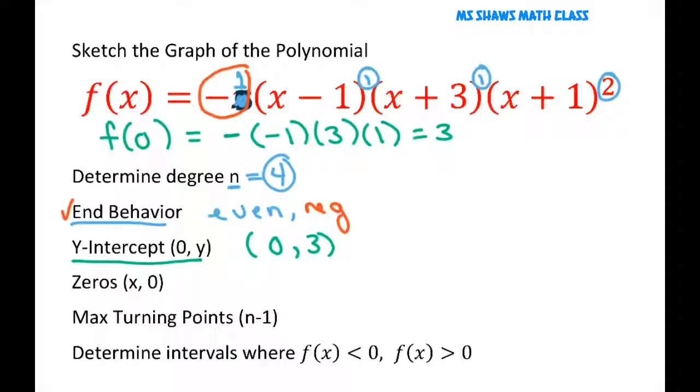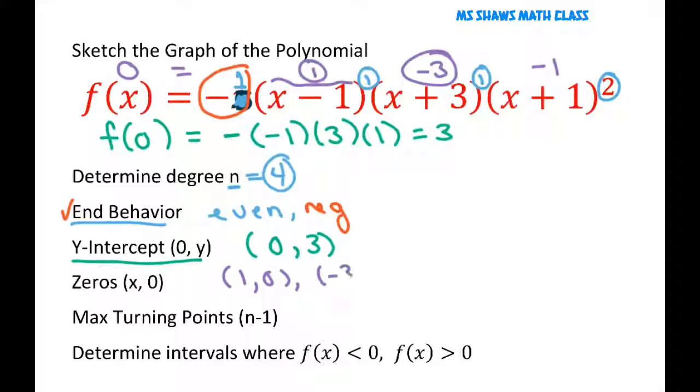Our zeros are when y is 0, so let that be 0. So for this factor, that would be 1. 1 minus 1 is 0. -3 plus 3 is 0. And -1 plus 1 is 0. So let's write our zeros down: 1, 0; -3, 0; and -1, 0.